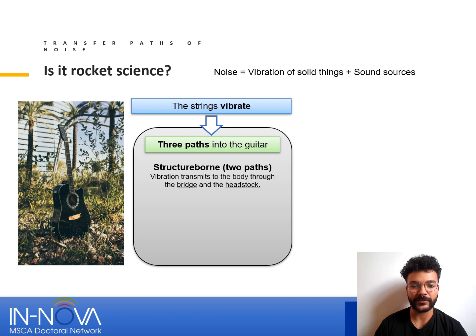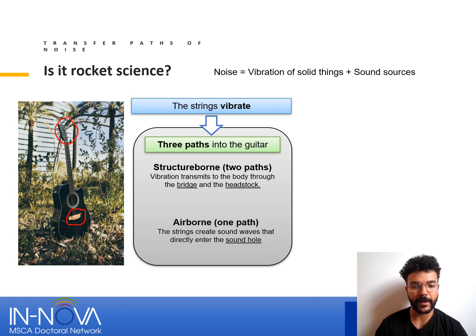So first, the vibration transmits to the body through the bridge and the headstock. The bridge is this part here in which the strings are inserted into the guitar. And this is the headstock, where the strings are tuned to have the perfect pitch for the guitar.